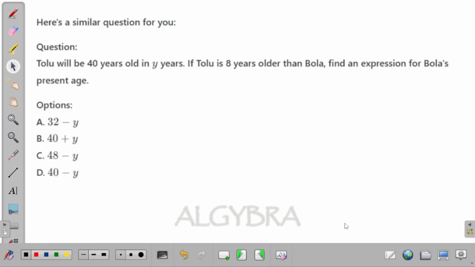Based on what we've learned in this video, here's a similar question for you to solve. Tolu would be 40 years old in Y years. If Tolu is 8 years older than Bola, find an expression for Bola's present age. The options are: option A is 32 minus Y, option B is 40 plus Y, option C is 48 minus Y, and option D is 40 minus Y. Solve this question and put your solutions in the comment section.